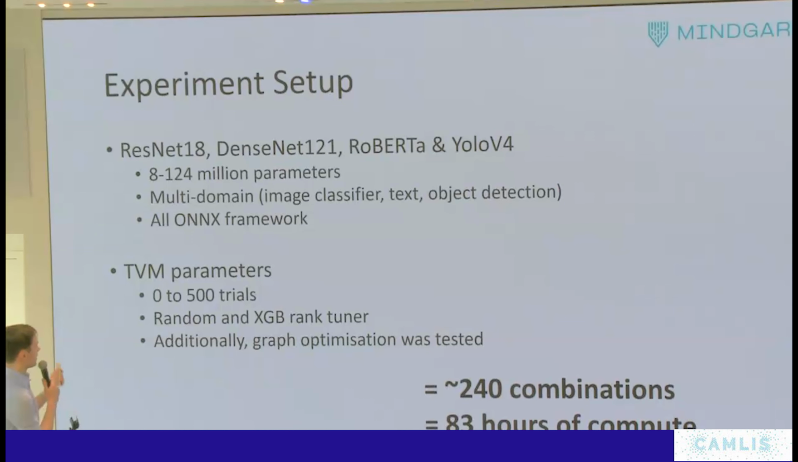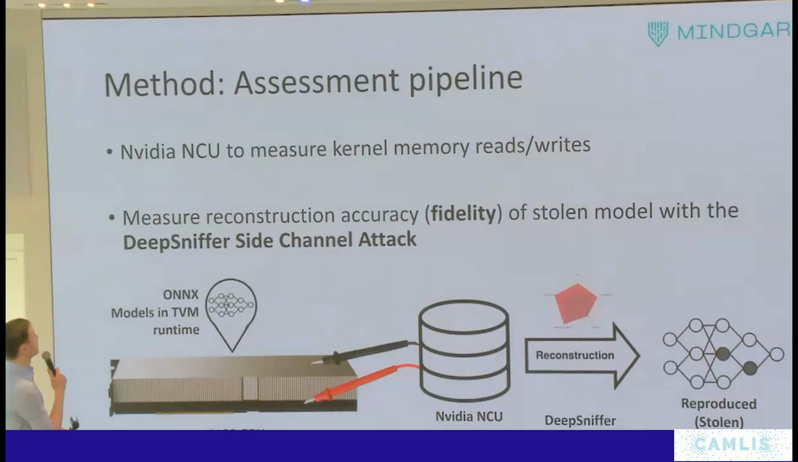And then I tested by changing certain parameters in TVM. So between 0 and 500 trials, between the random and the XGB rank tuner. And I also tested with and without graph optimization, but I'll talk about that later. So it's about 240 combinations, 83 hours of compute. I'll cover the tuner and the trials in the next slide.